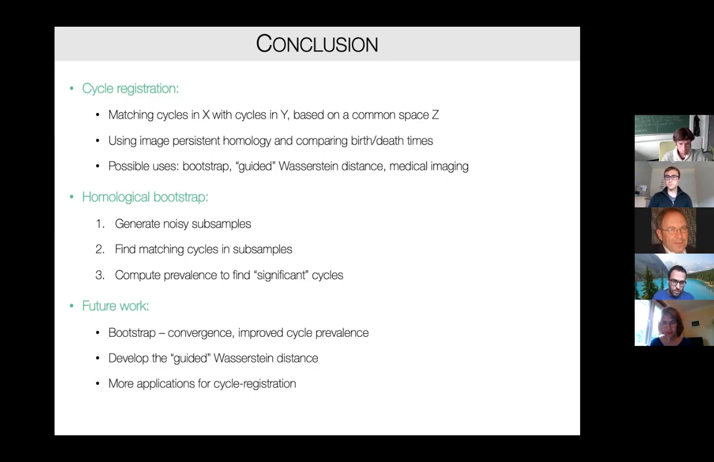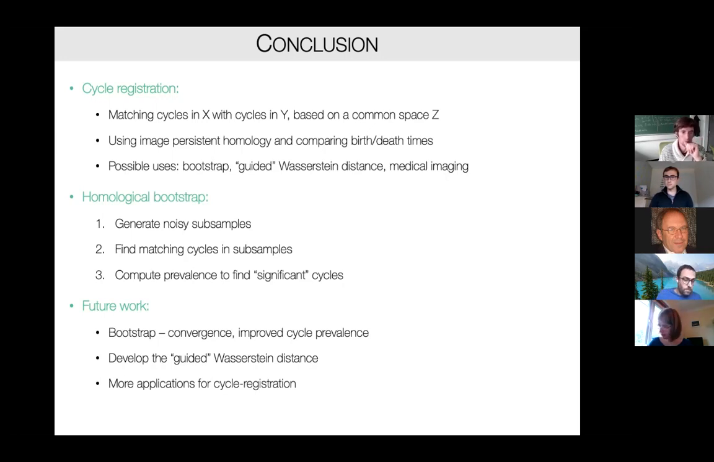And for the future, this is just a fundamental idea that we started looking at. The whole bootstrap framework requires much more observation. You would like to show that things converge properly. The cycle prevalence score right now is a very heuristic thing. It should be explored much further.